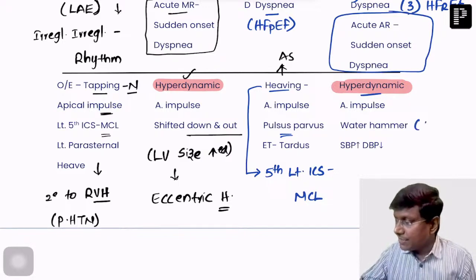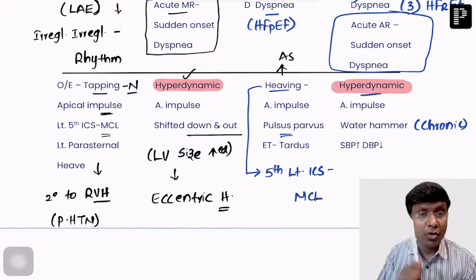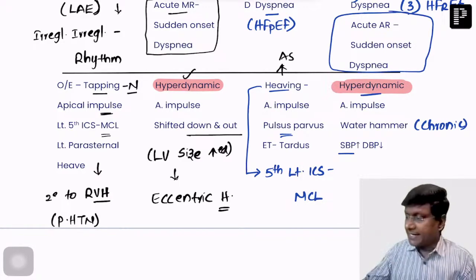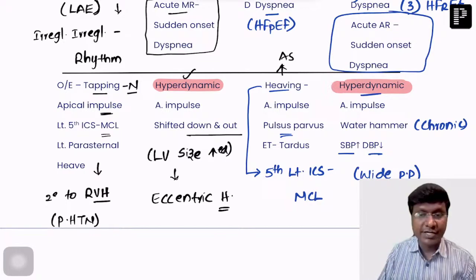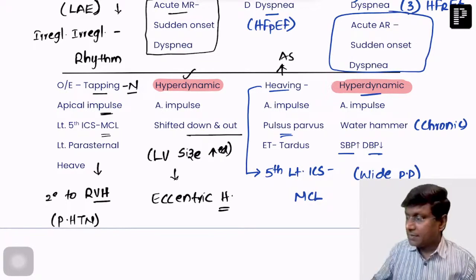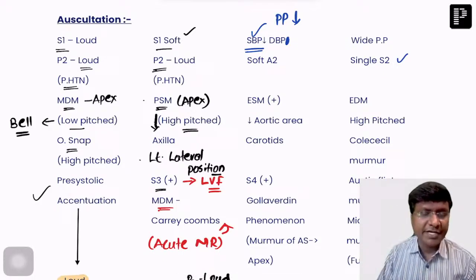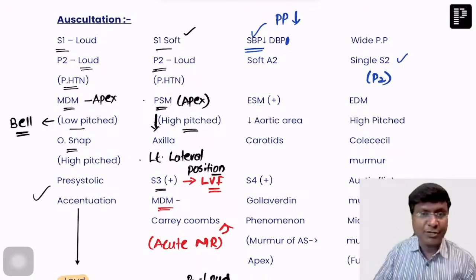Next, in chronic AR, the characteristic pulse is the water-hammer pulse, also called collapsing pulse, also called Corrigan's pulse. Systolic blood pressure will be high and diastolic blood pressure will be low, and this will result in a wide pulse pressure. Then a single S2 will be there. Why? Because in aortic regurgitation the aortic valve is not closing, so the only second heart sound you hear is P2.